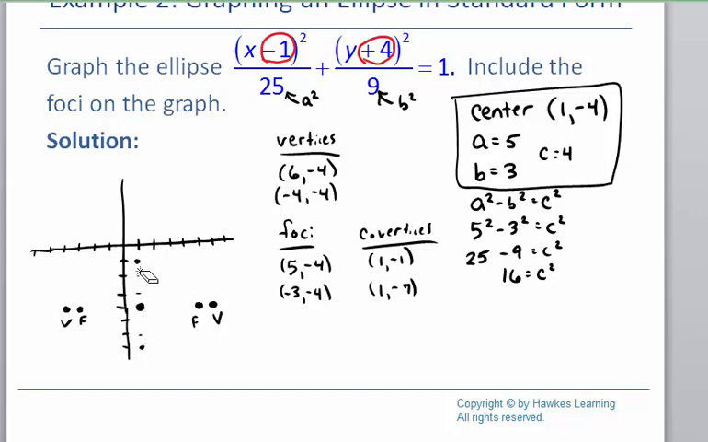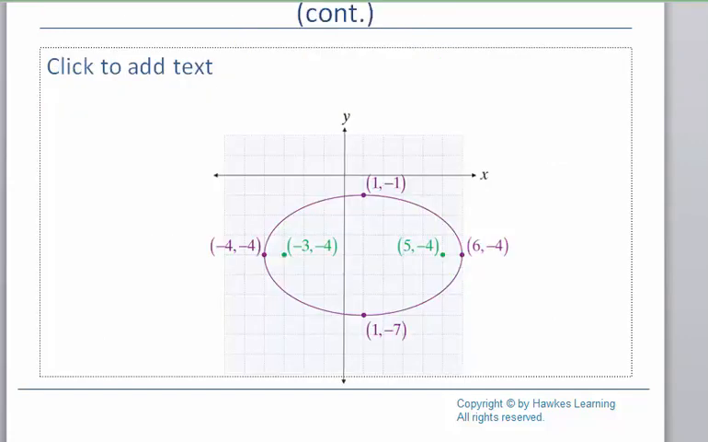And so once you get those points labeled on your graph, then you can come in and connect from the co-vertices to the vertex and back around, and then do it again on the right hand side, and you have a picture of your graph. And again, we'll look at the picture that they drew, which is just a little bit neater, but we can see that we have exactly the same picture as we just drew with our 2 vertices, our 2 foci, and our 2 co-vertices.